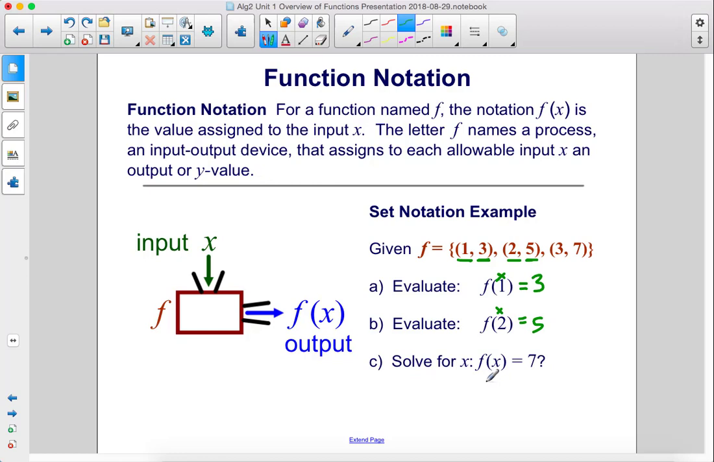Solve for x: f of x equals 7. When it's written this way, that means that whenever you see f of x, you can think that's the y value, equals 7.